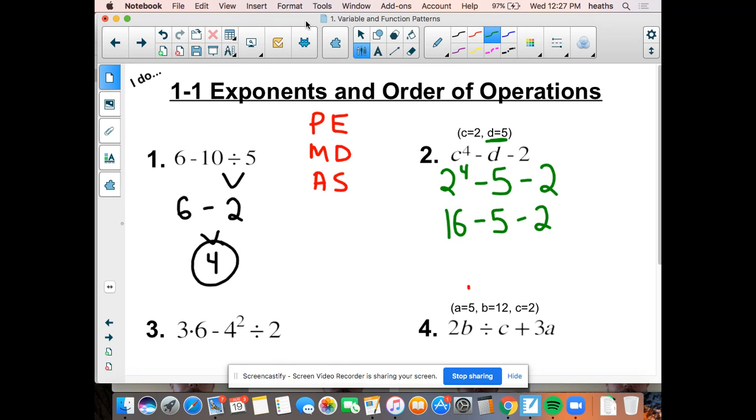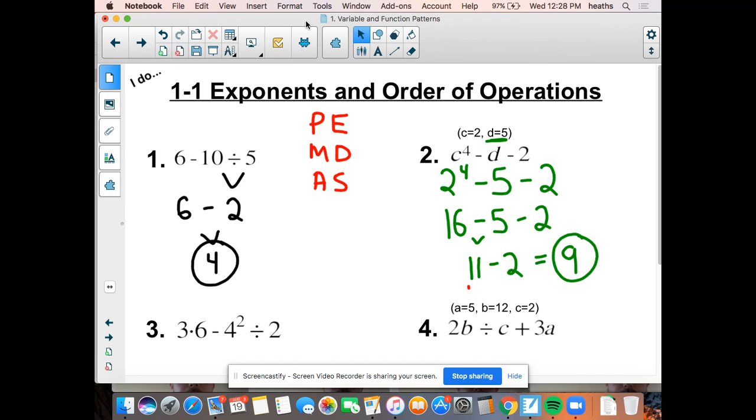So 16 minus 5 is 11. Drop the rest of the problem down. 11 minus 2 is 9. So your final answer for number 2 would be 9.